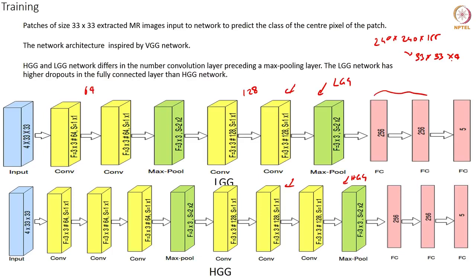The output is to classify the center pixel in that patch as belonging to one of the 5 categories that we saw earlier. The 5 categories being normal tissue, enhancing tumor, non-enhancing tumor, necrotic core and edema. So, these 5 classes are the outputs, and this is a network inspired by VGG. This is one of the earliest CNNs used for this particular task.